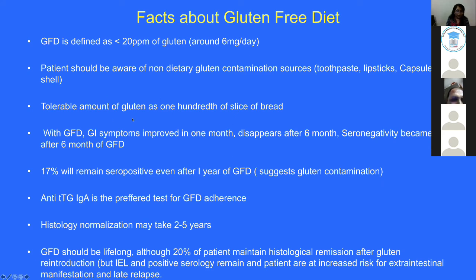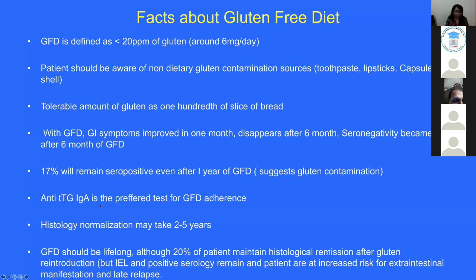What happens with a gluten-free diet? The GI symptoms improve in 1 month. They disappear by 6 months of gluten-free diet. And the seronegativity becomes apparent after 6 months. That means after 6 months of responding to a gluten-free diet, the patient can have betterment in symptoms, as well as the serology improves. The histology will remain positive. Even 70% of patients will have positive serology even after 1 year of gluten-free diet.